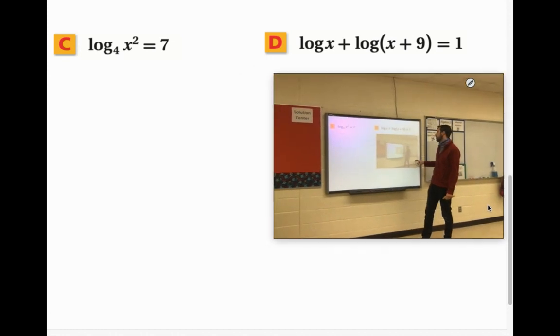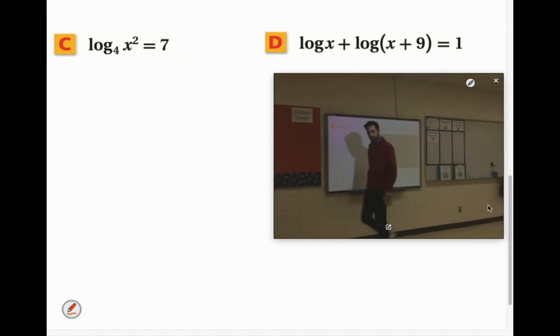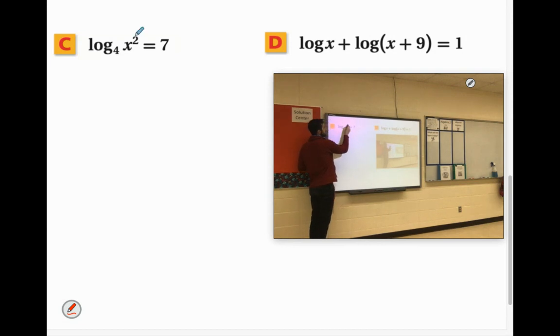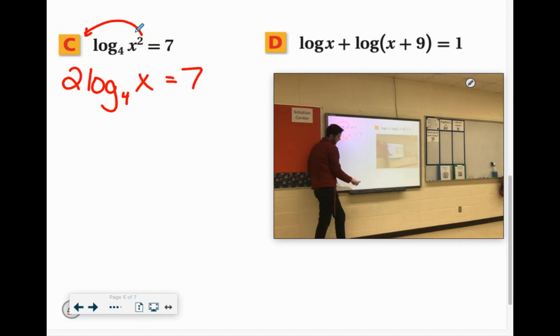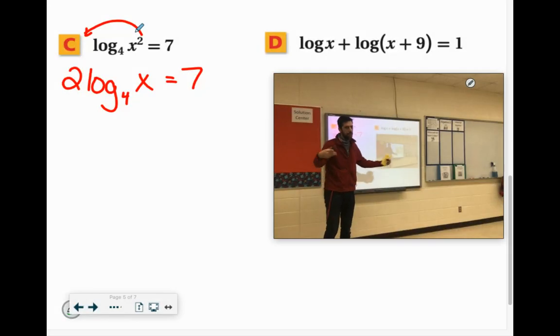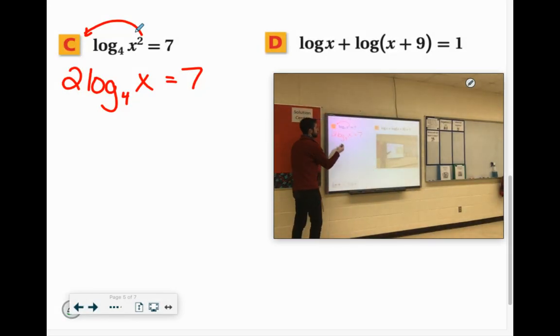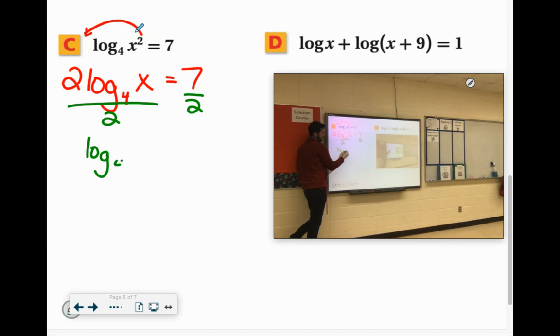Now this one, pay attention, folks. Pay attention. Remember this exponent, you can kick it out to the front, so it becomes 2 log 4x equals 7. And it's 2 times the log base 4 stuff. So we can divide both sides by 2 right away. And we'd have log base 4 of x equals 7 over 2.